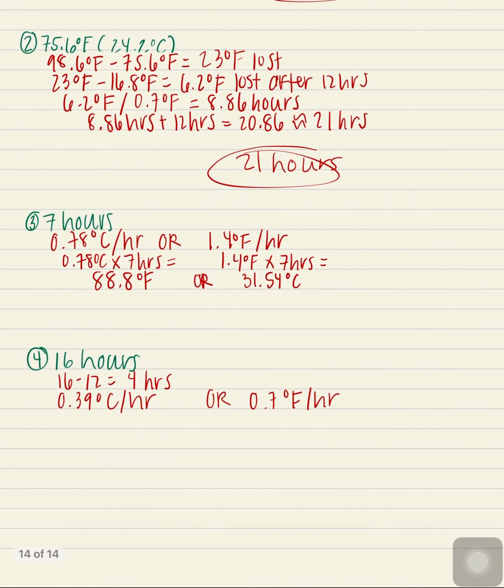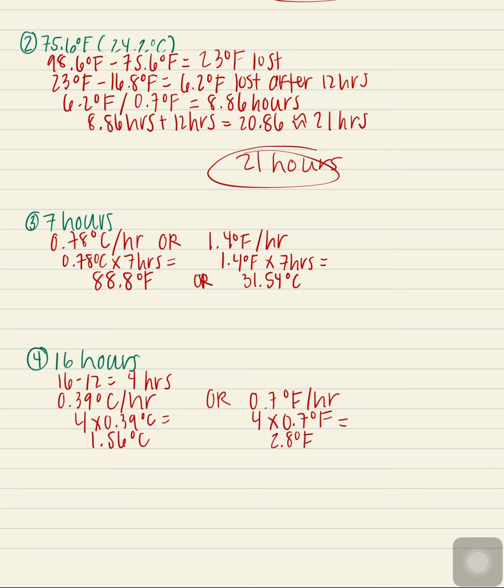Then we know we have 4, so we're going to take the 4 times 0.39 degrees Celsius, and 4 times our 0.7 degrees Fahrenheit, and that is going to give us a value. We get 1.56 degrees Celsius. Okay, and then we have 2.8 degrees Fahrenheit. Okay, and then that's what we have after 4 hours, so we have to add back the value of those first 12 hours.